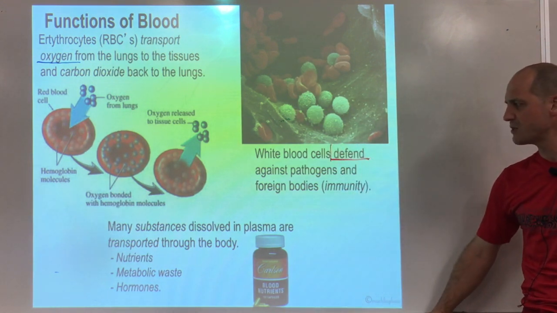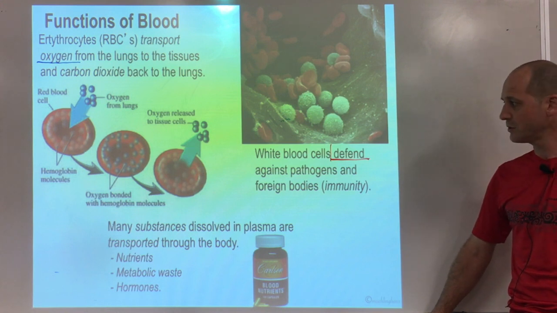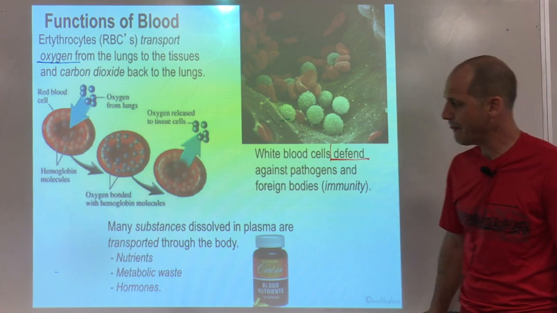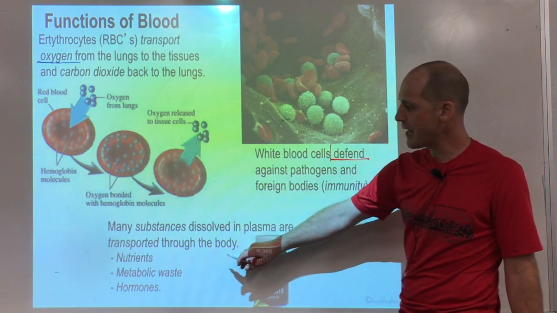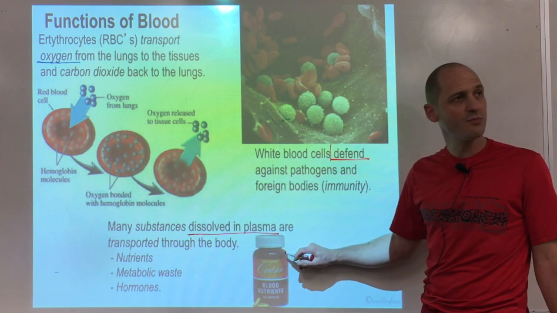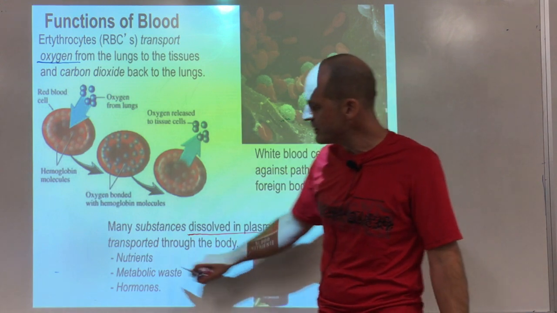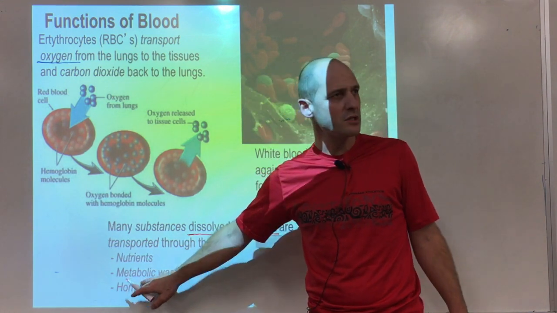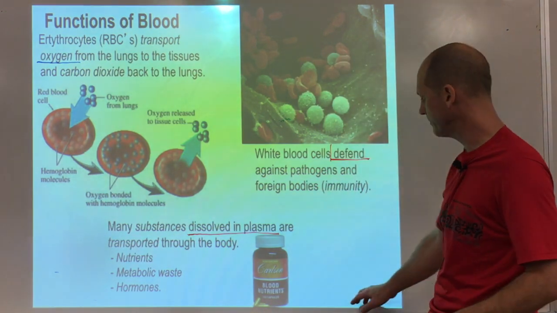Then white blood cells defend us against pathogens and foreign bodies, so they are part of the immune system, the defensive system. And also, we have many substances dissolved in the plasma, and they're transported through the body. The body is kind of like a freeway system. We have nutrients, metabolic wastes, and hormones. All that stuff can travel around in the blood.